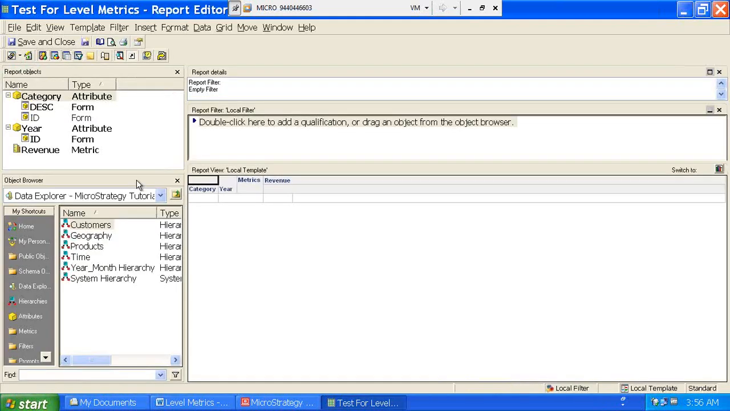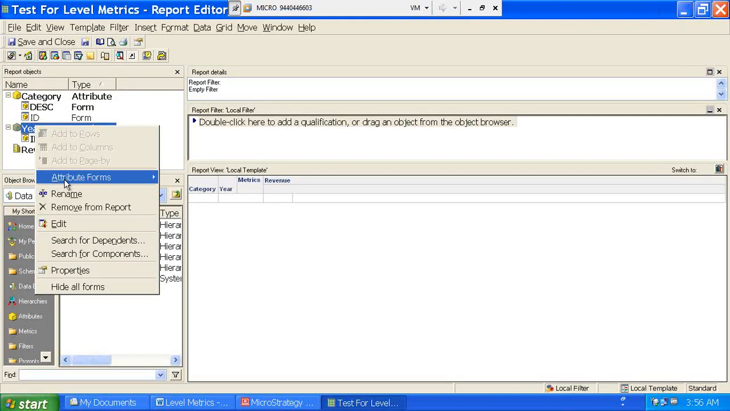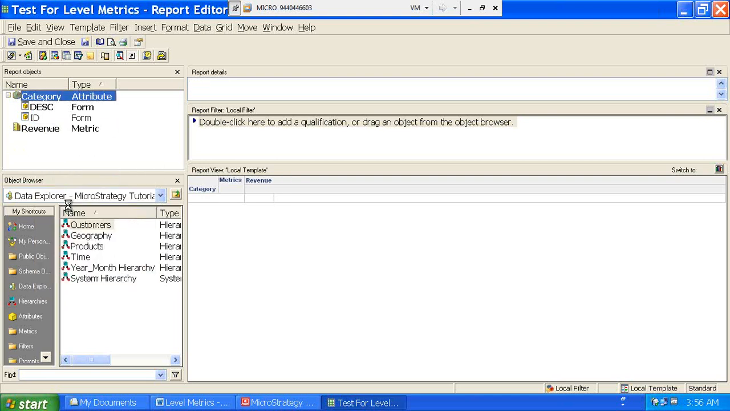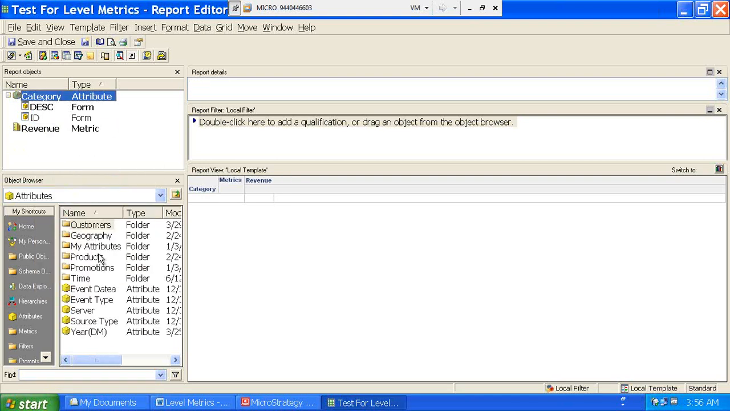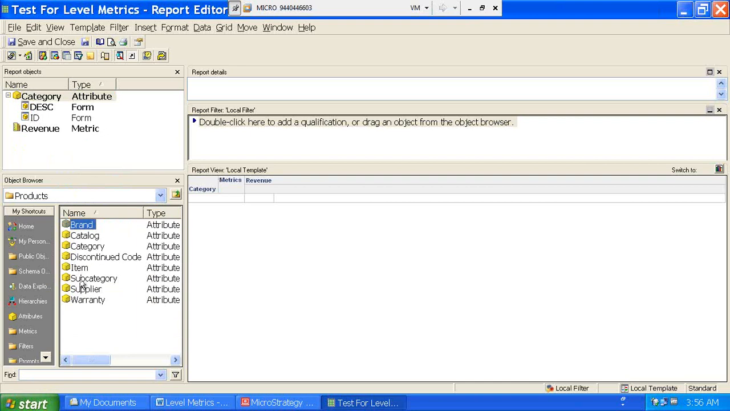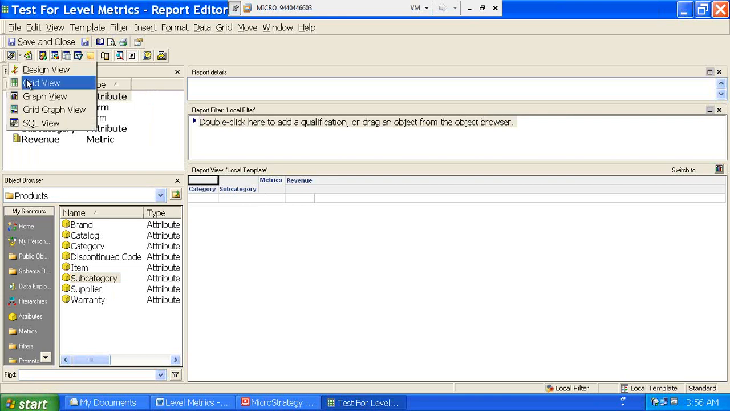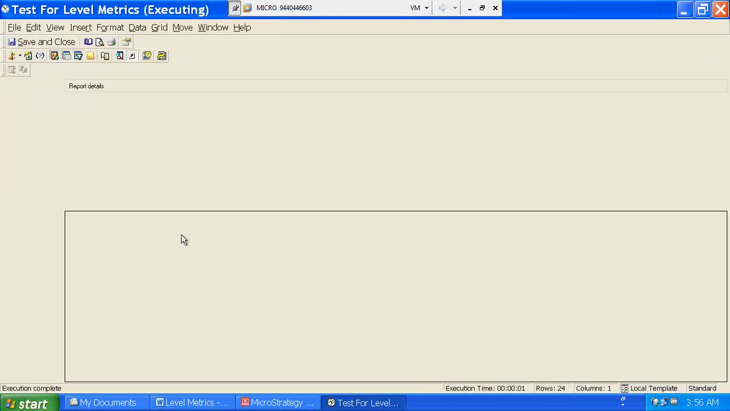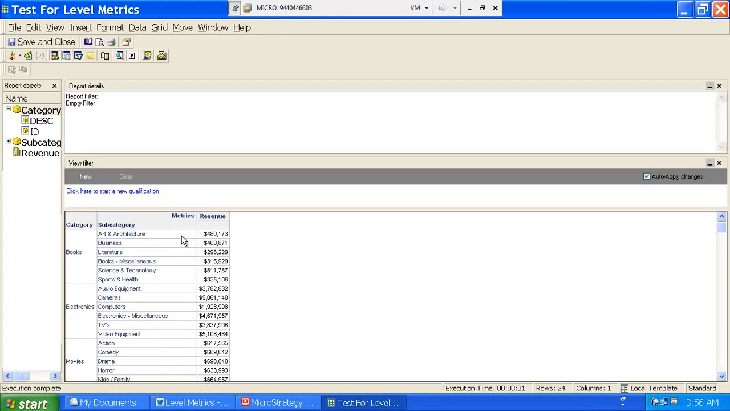What about when it is from the same hierarchy? Remove this from the report. Here I remove, and now I am adding from the same hierarchy, products hierarchy, subcategory. Subcategory is a child of category. So as per what I said, it must do the calculation at the lowest attribute level, whichever is on the template lowest, that one. So now I got some values.